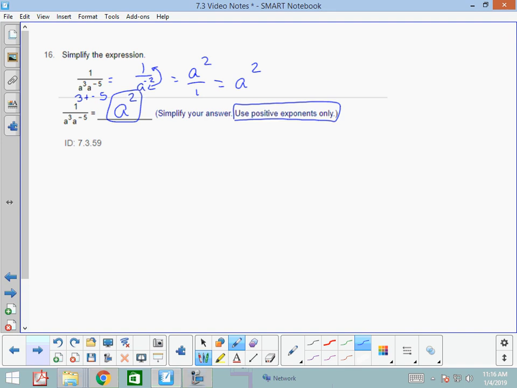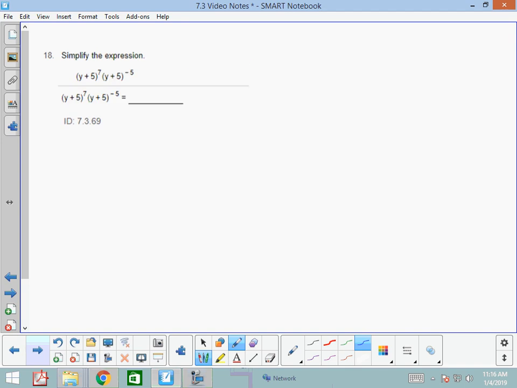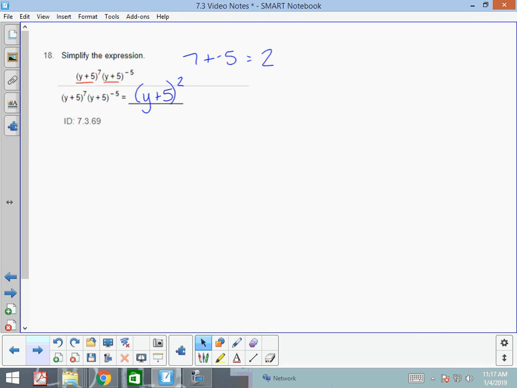Okay, and last one, number 18, looks a little complicated, but it's not that bad. Remember, if it has an exponent, then that's considered a base. So y plus 5 is a base here and a base here. So the bases are the same, so I'm just going to add the exponents. 7 plus negative 5 equals positive 2. So keep the base the same, and we're going to write it as y plus 5 to the second power. And that's all they're wanting you to do there. All right, now you're ready to do the homework problems.